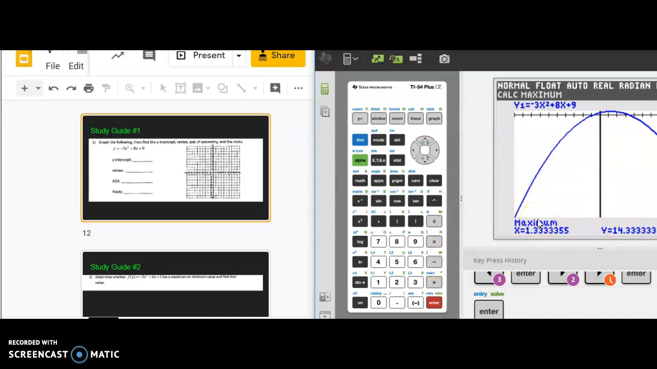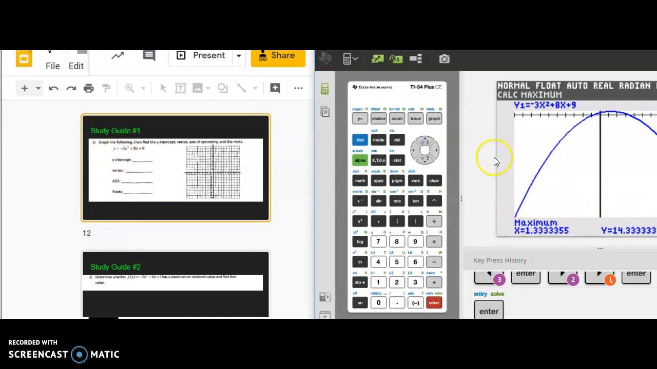So the maximum is at 1.333, so that's the time that it took to get to this 14.33 feet or yards or whatever. So this would be my vertex. My axis of symmetry is going to be the x value of my vertex. So my maximum or my minimum, my x value is going to be axis of symmetry. On your quiz right here, it says AOS, that stands for axis of symmetry. That's actually going to be 1.33.